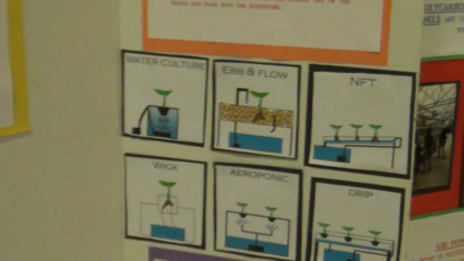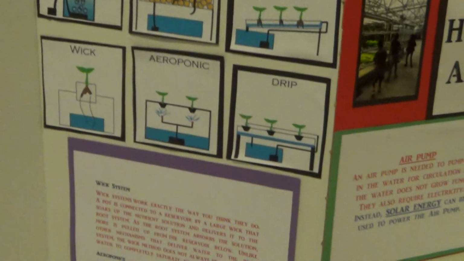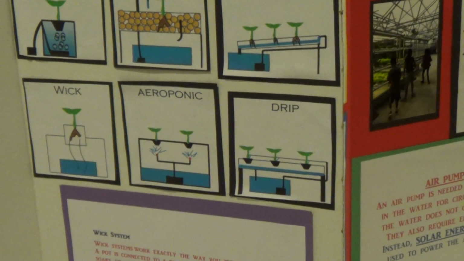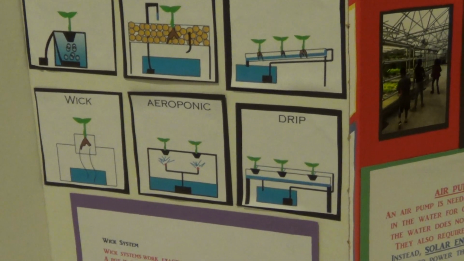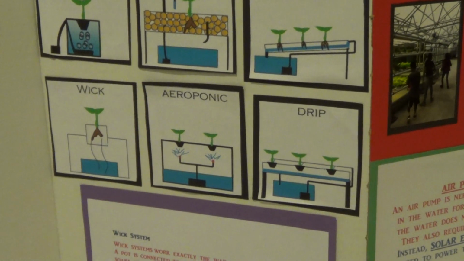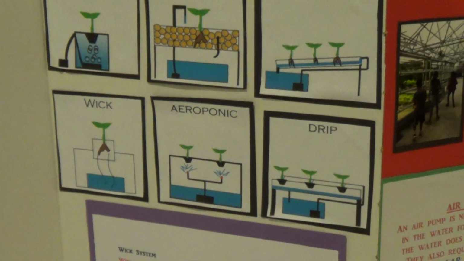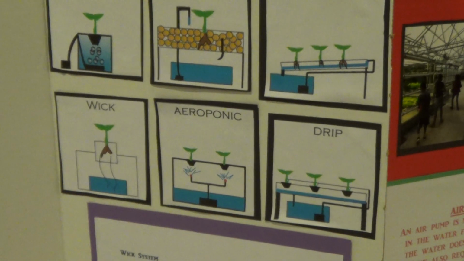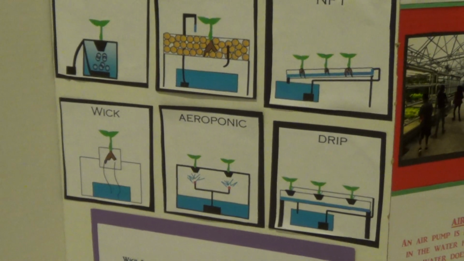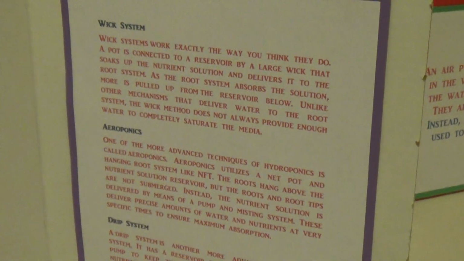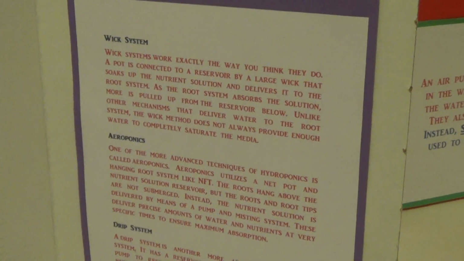Wick system. Wick systems work exactly the way you think they do. A pot is connected to a reservoir by a large wick that soaks up the nutrient solution and delivers it to the root system. As the root system absorbs the solution, more is pulled up from the reservoir below. Unlike other mechanisms that deliver water to the root system, the wick method does not always provide enough water to completely saturate the media.